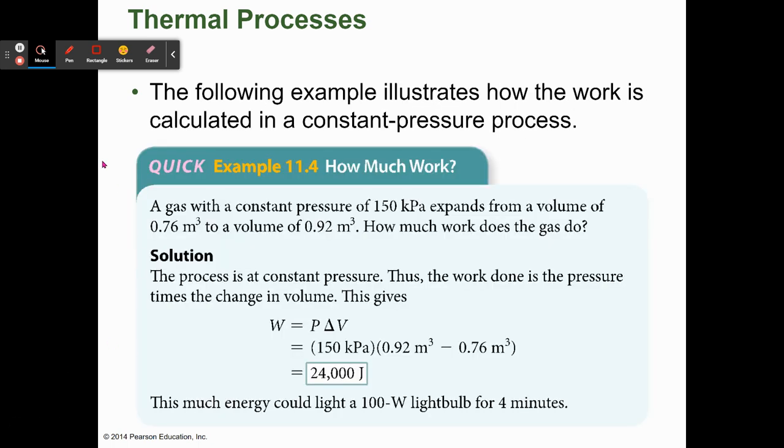All right, so here's an example. A gas with a constant pressure of 150 kilopascals expands from a volume of 0.76 meters cubed to a volume of 0.92 meters cubed. How much work is done? All right, so we're given the pressure and we're given the initial volume and the final volume, so we can very easily find work just by plugging into that equation. Okay, and you get 24,000 joules. All right.